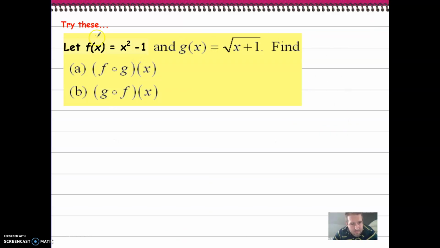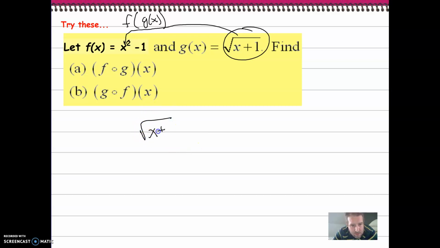Okay, so try these. f of x equals x squared minus 1, and g of x is the square root of x plus 1. Find f times g of x. Okay, so just like before, this is kind of like f of g of x. Whichever one's written first, the g of x is going to go into the f of x. So that means this is going to go right there for a. So that would be the square root of x plus 1, and then square that, minus 1.